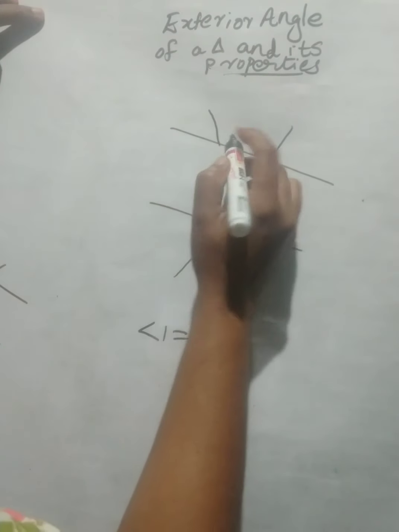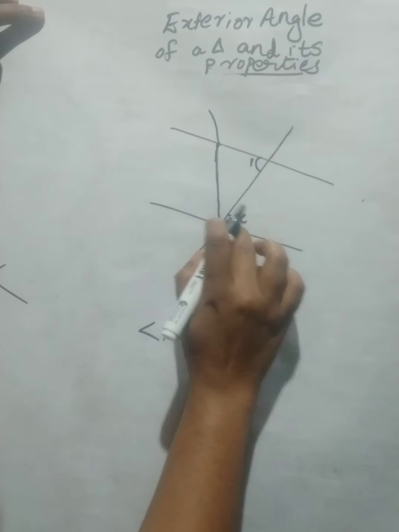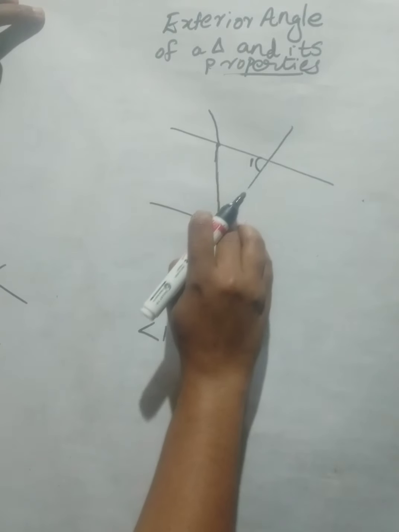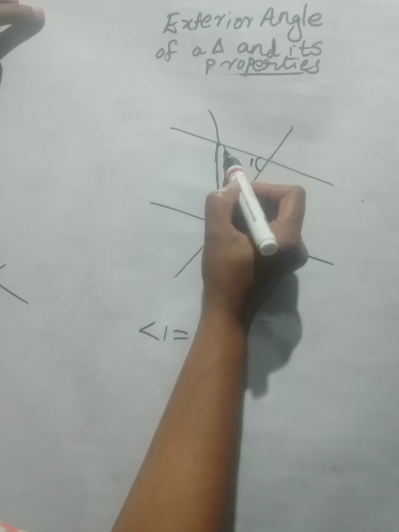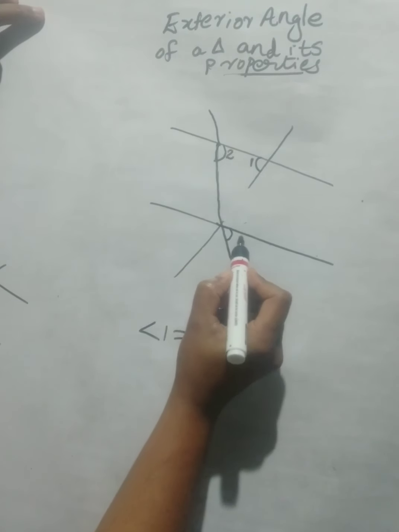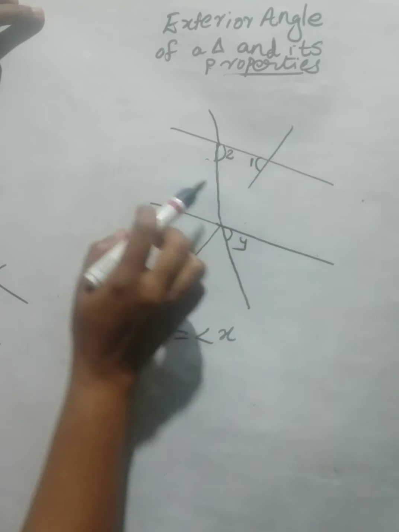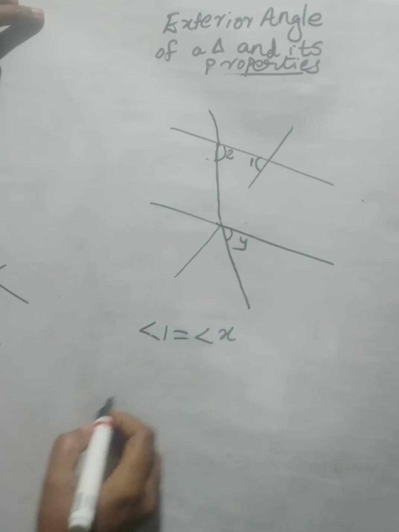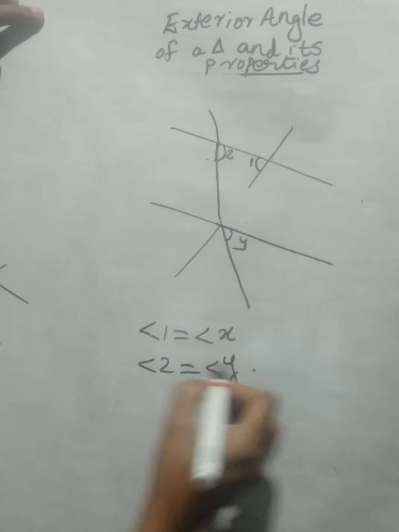Now if we rub this one, this will be there. This one we can name as angle 2 and this one as y. Corresponding angles. Okay children, corresponding angles. Angle 2 and angle y are corresponding angles. We can say corresponding angles are equal.